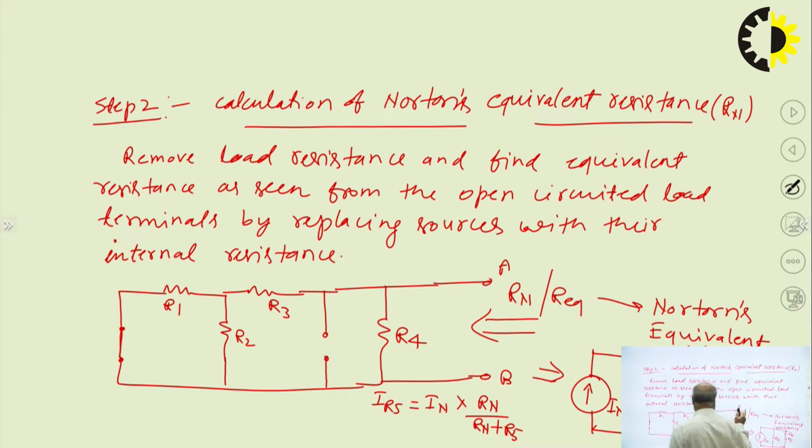After calculation of In and Rn, we have got Norton's equivalent circuit, and from this Norton's equivalent circuit we have calculated the current in our load, that is R5. So this is the procedure, this is the explanation of Norton's theorem. Now we will take some examples to clear the concept further, and to show how you can apply this theorem to your numerical problems.